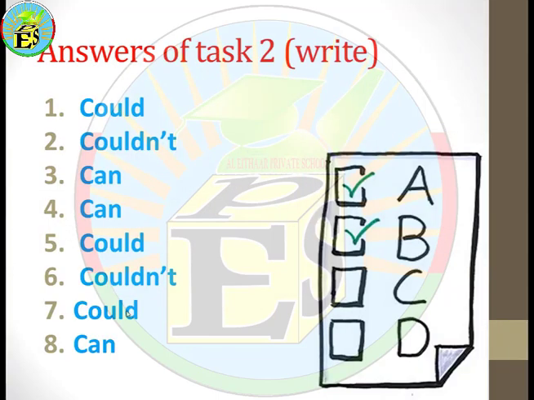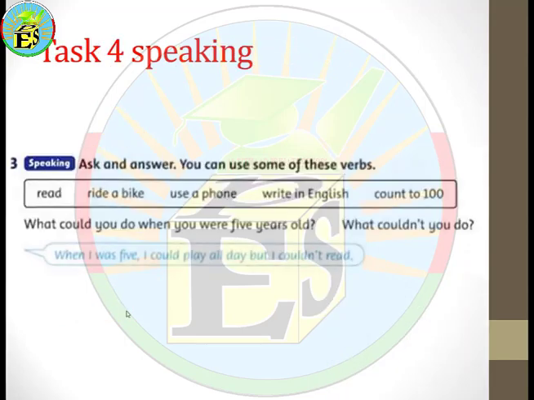Now let's move to task number 3, which is speaking. Ask and answer. You can use some of these verbs. I want you to notice that it's written here task number 4. This is by mistake. It's not task number 4, it's task number 3. So, ask and answer. You can use some of these verbs. So we have these verbs inside this box. Read, ride a bike, use a phone, write in English, count to 10.